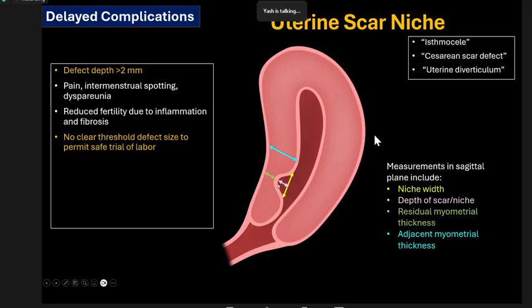So if there is this niche, there will be residual myometrial thickness, which is this green arrow. 2 millimeters or less of this residual myometrial thickness makes the patient more susceptible to uterine rupture in subsequent pregnancies. And this yellow arrow defines its width. Let's see its examples.